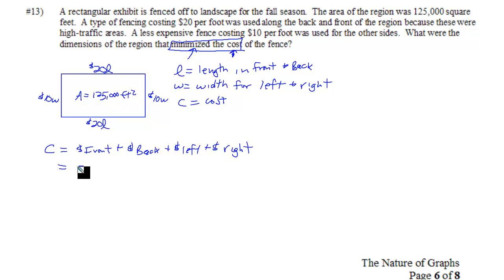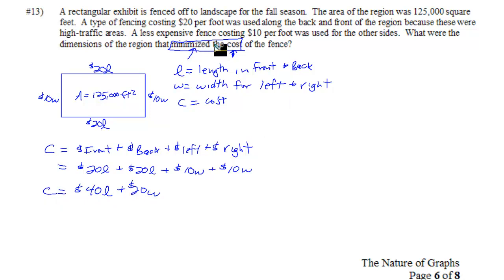We've already figured out that the front is going to cost $20 per foot. The back is $20 per foot. The left and right sides are each $10 per foot. The left and the right sides are the same, that's why they're both W. The front and the back are both the same, that's why they're both L. If you simplify this, you get 40 times the length plus 20 times the width.